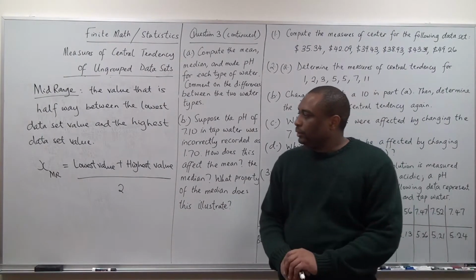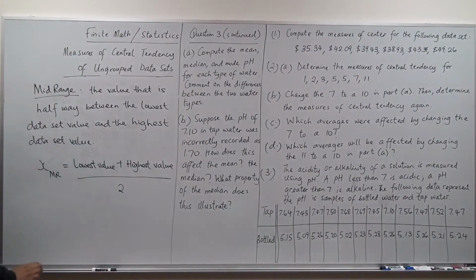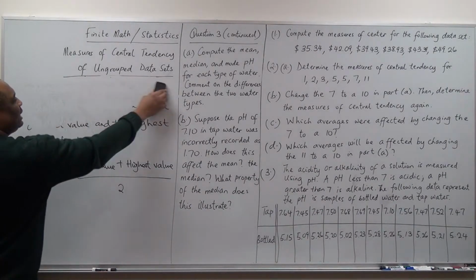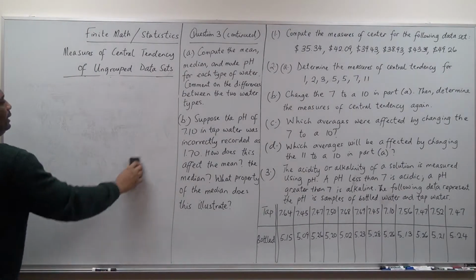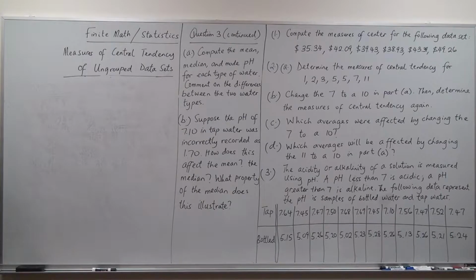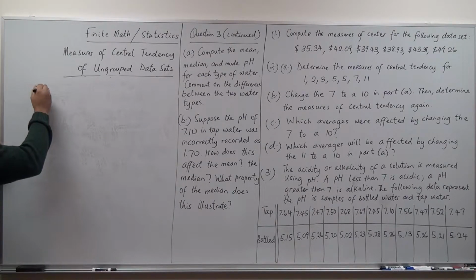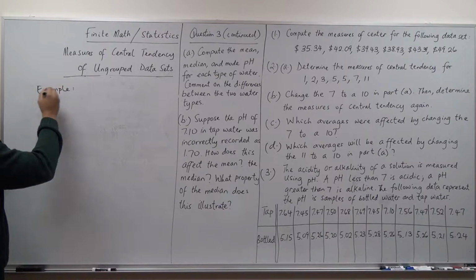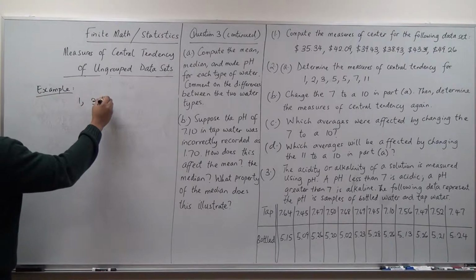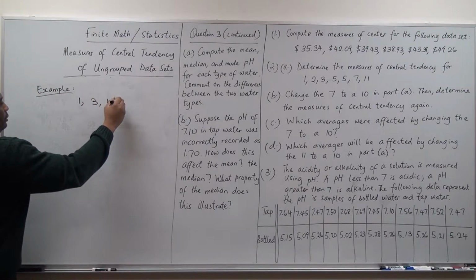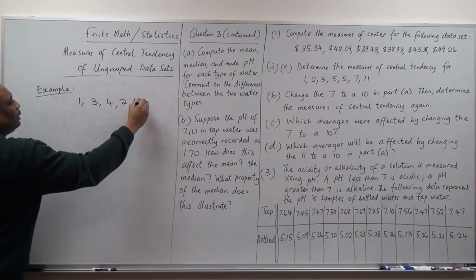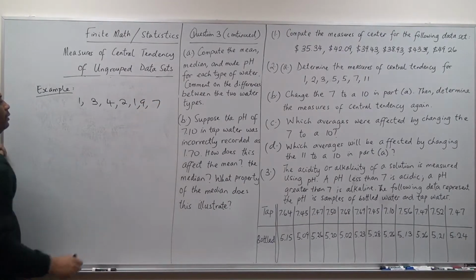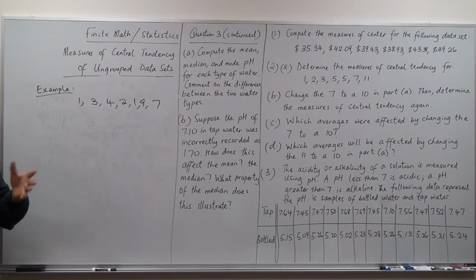Okay? Let's look at an example, and then we'll do these calculations. I think this video might be long. I've spent some time explaining this. Okay. If you have an example, maybe let's have 1, 3, 4, 2, 1, 9, 7. Now, you see, a data set must not always be arranged.